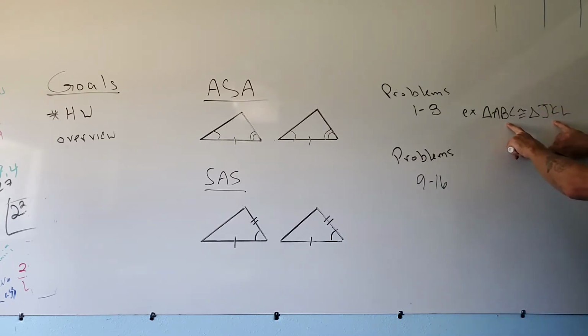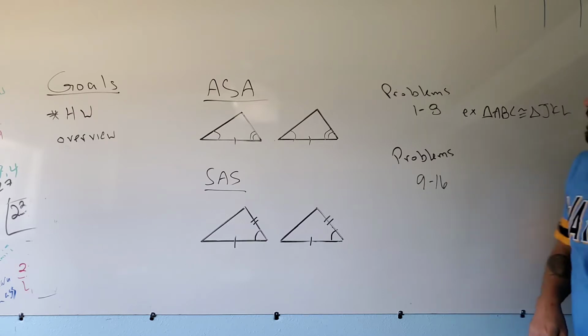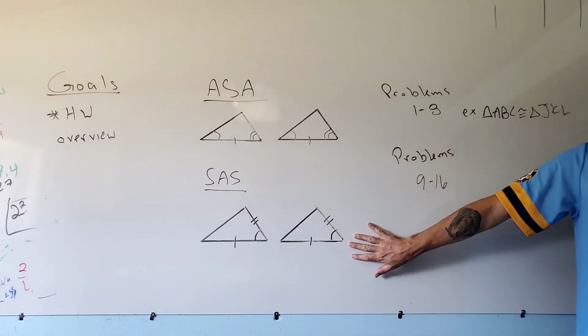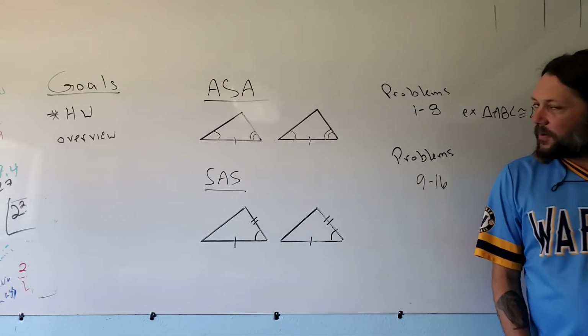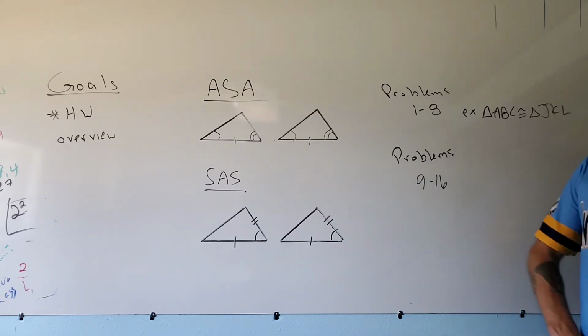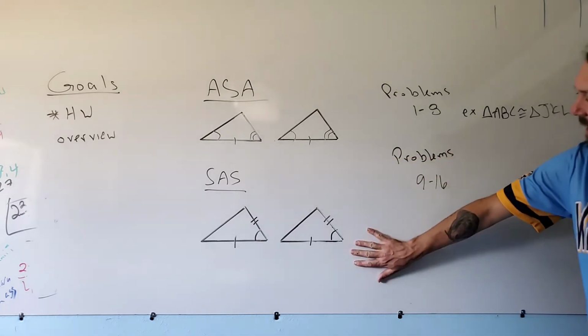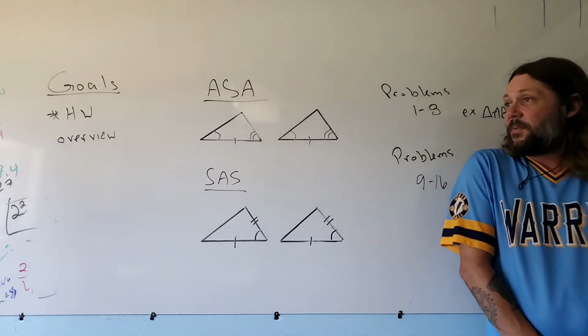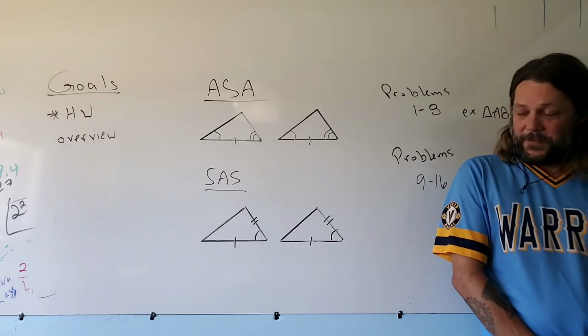Remember, these angles have to be in the same position. If I did not have angle, side, angle, I would look to see if I had the side, angle, side pattern. If I had that pattern, I would say my triangles are congruent by side, angle, side. And then I would write my congruent statement. If I didn't have either pattern, then the triangles are not congruent. So that's really how you answer problems 1 through 8.